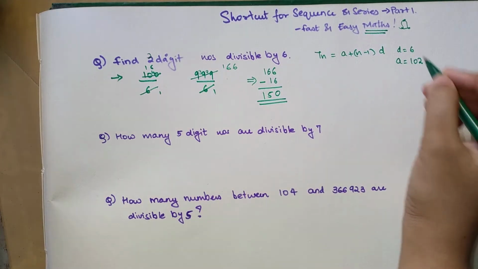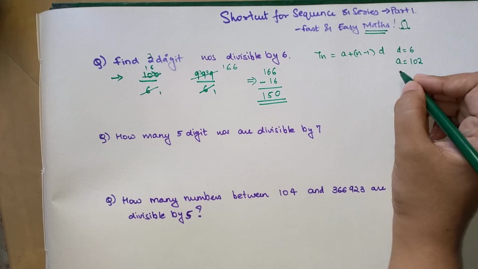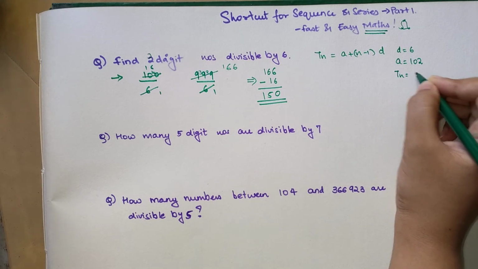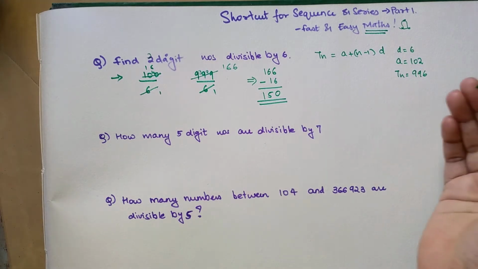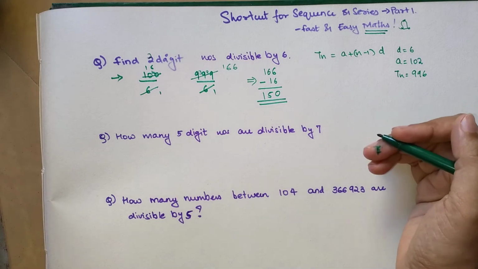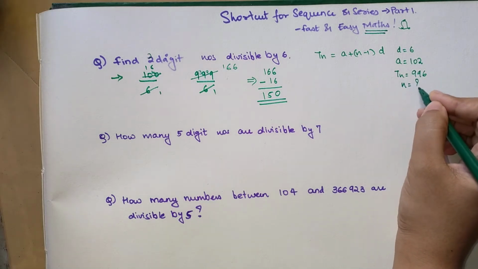Now the last term. So the last term Tn would be 996, right? Because that is divisible by 3 as well as 2. So now we have got all the values. You need to find n.